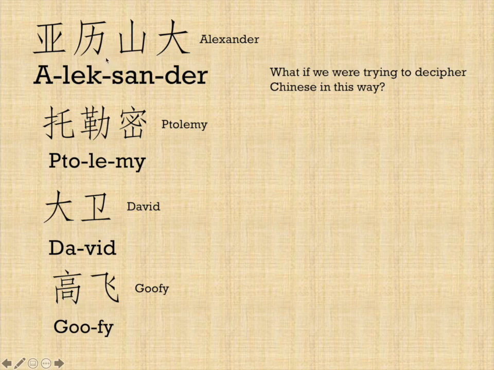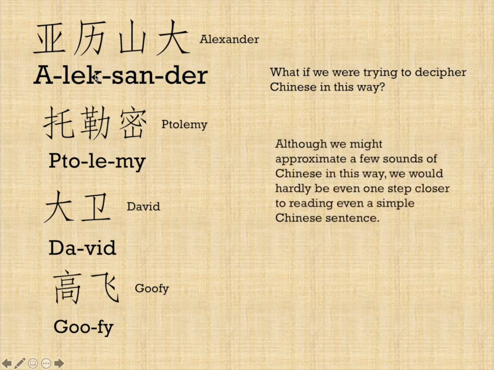So we could make out some rough approximations of what the sounds might actually be, but we wouldn't make very much progress at all in terms of understanding the pronunciation of Chinese. But it's more important to note that even though we're able to roughly assign sounds to these various characters, we don't actually have the ability to use these characters to read anything in Chinese. So although we might approximate a few sounds of Chinese in this way, we would hardly be even one step closer to reading even a simple sentence in Chinese like this one.